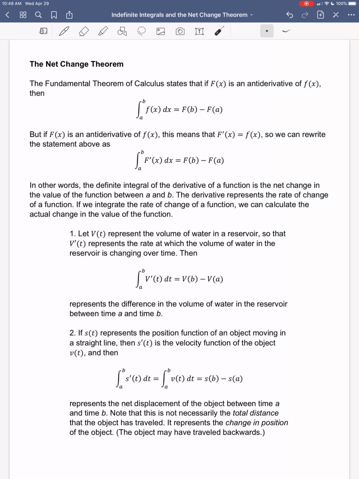Now, we've got this thing then called the net change theorem. This is just a rewriting of the fundamental theorem of calculus that makes certain applications, especially ones that might come from science or engineering or physics, easier to represent.